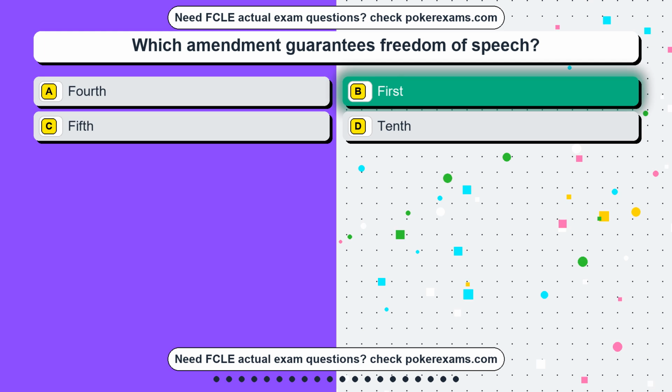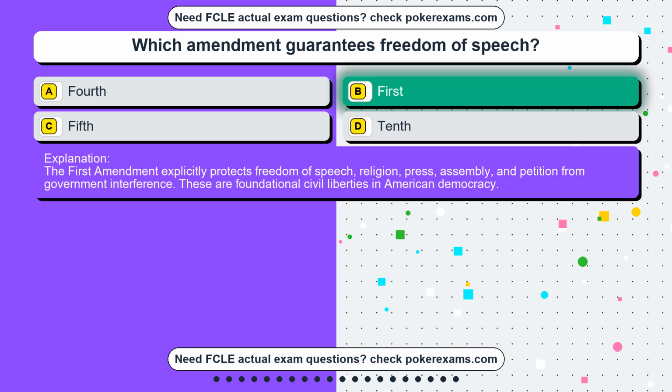The correct answer is option B, 1st. The First Amendment explicitly protects freedom of speech, religion, press, assembly, and petition from government interference. These are foundational civil liberties in American democracy.